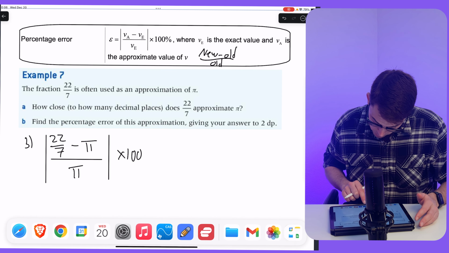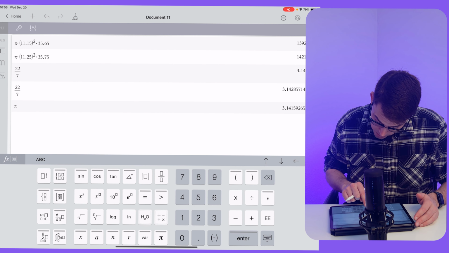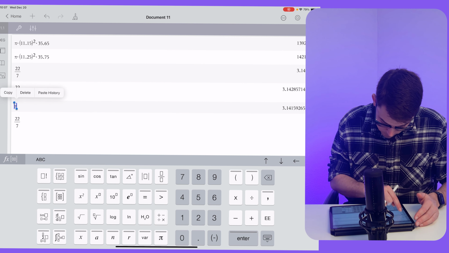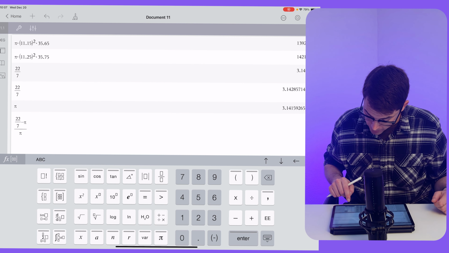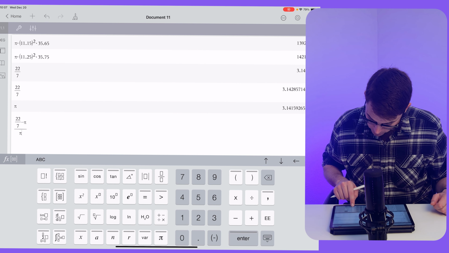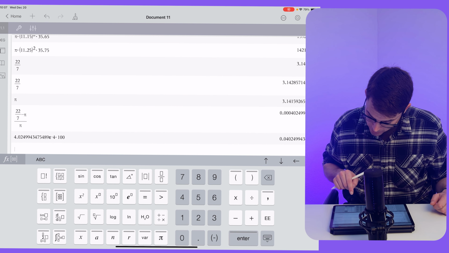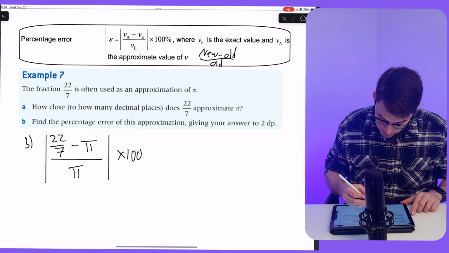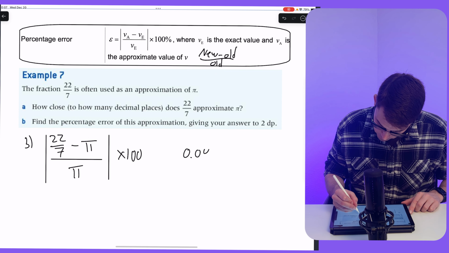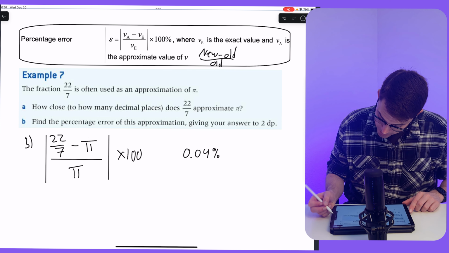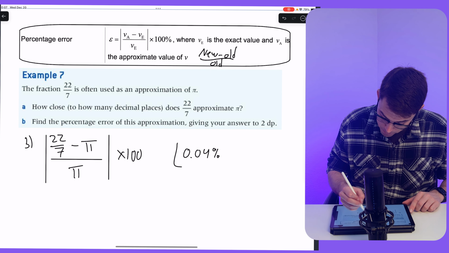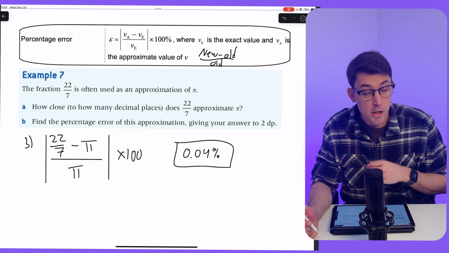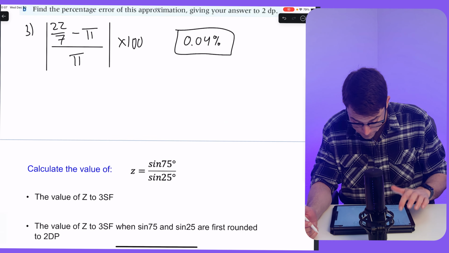So let's go ahead and take a look at what that looks like in our calculator. So I'm going to take 22 over 7 minus pi, all over pi. I'm going to multiply by 100, and I'll get 0.04. Okay, so that's going to be 0.04 percentage change. That is my answer to 2 decimal places. So here is my percentage difference. So it's actually very, very accurate. 0.04% is not that bad. So that's how you figure out that problem using the formula.